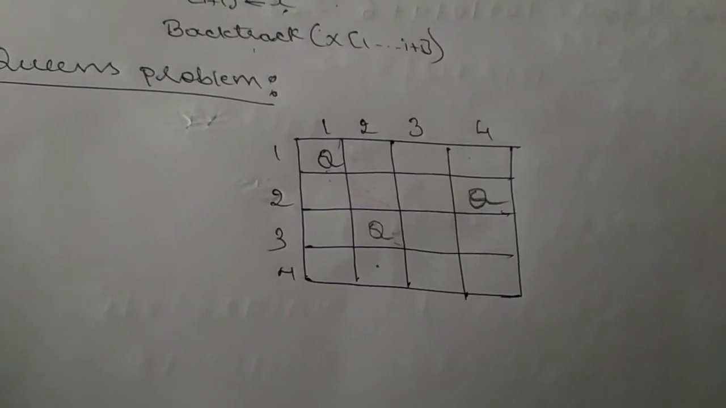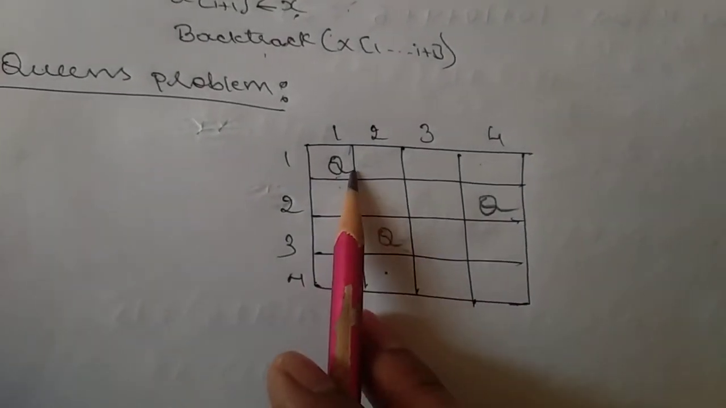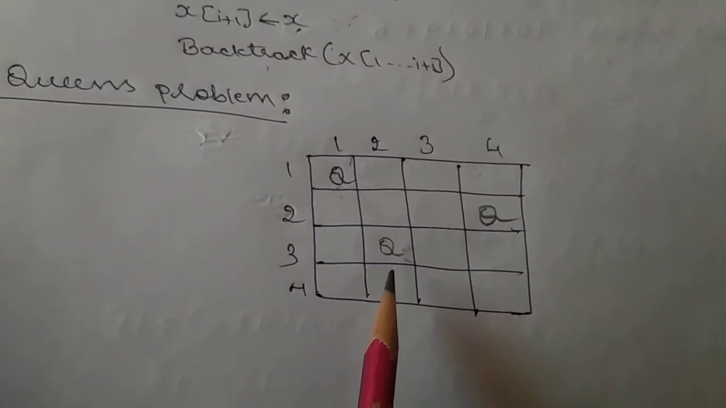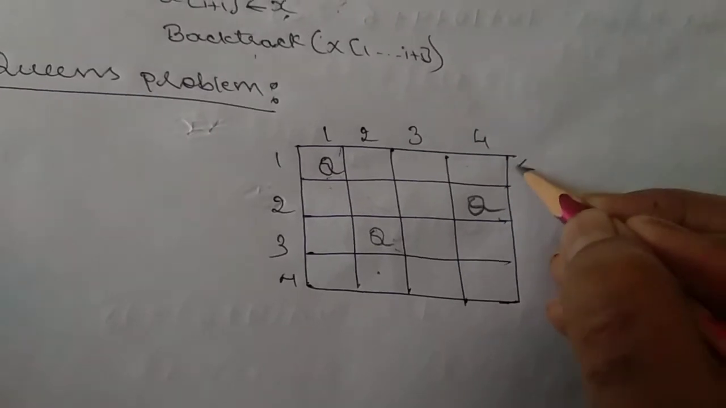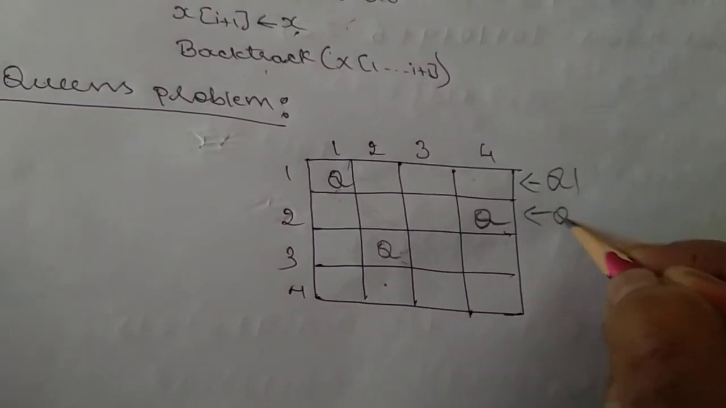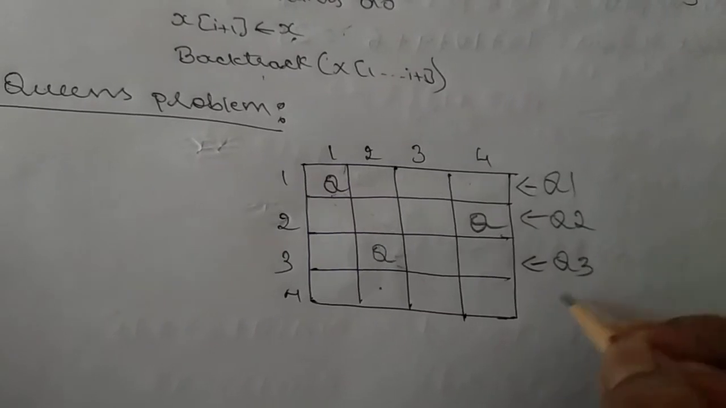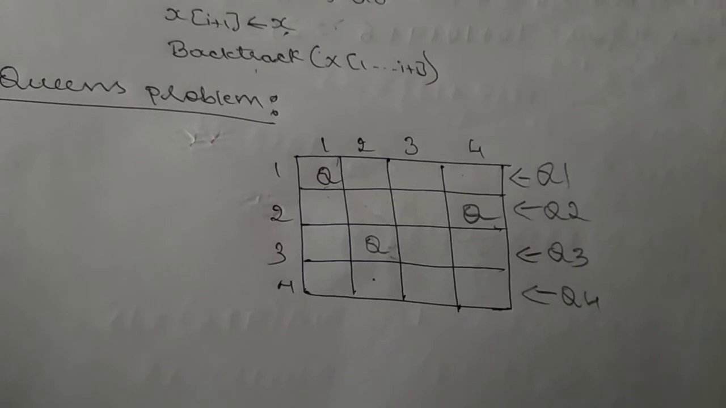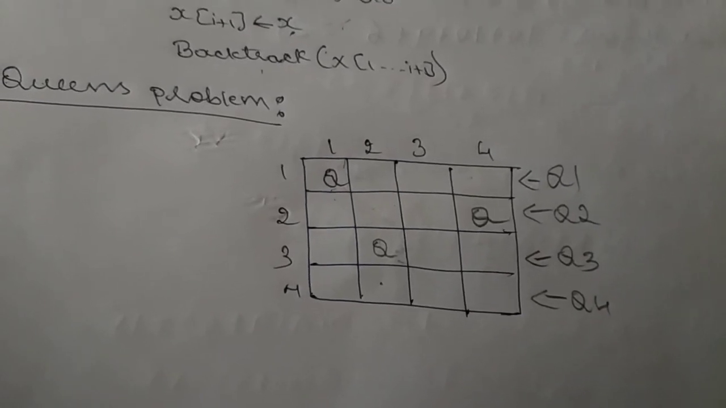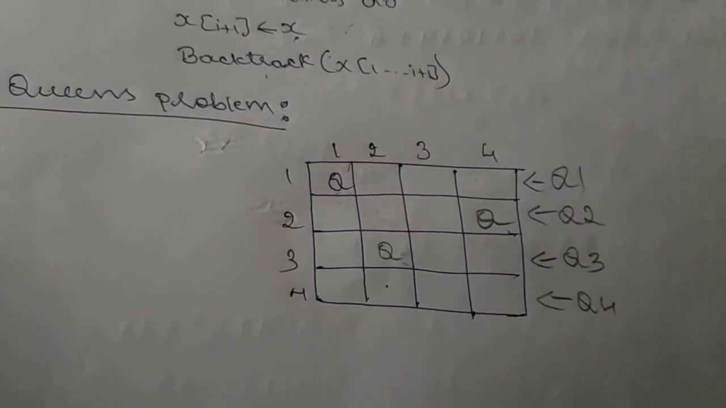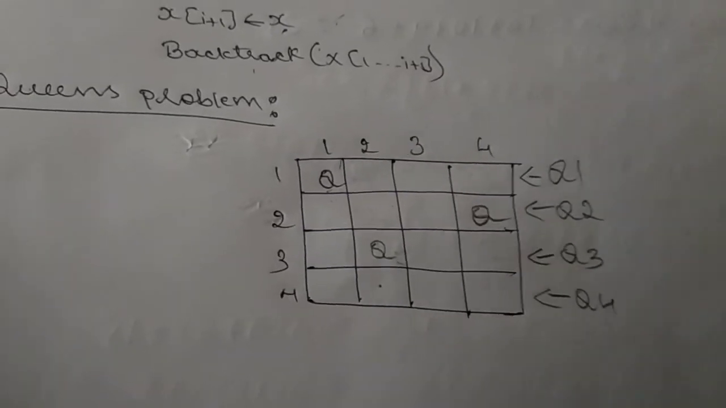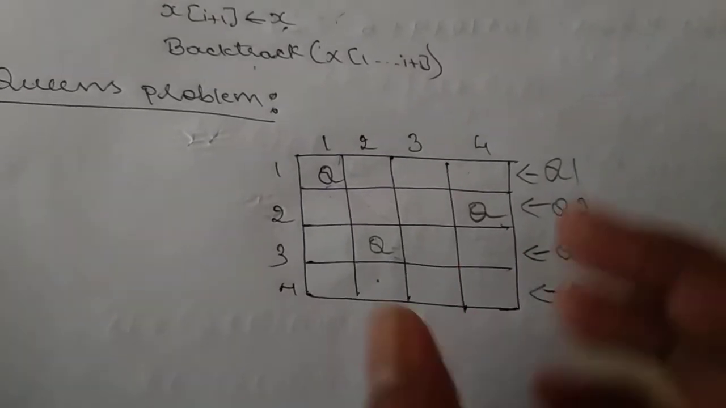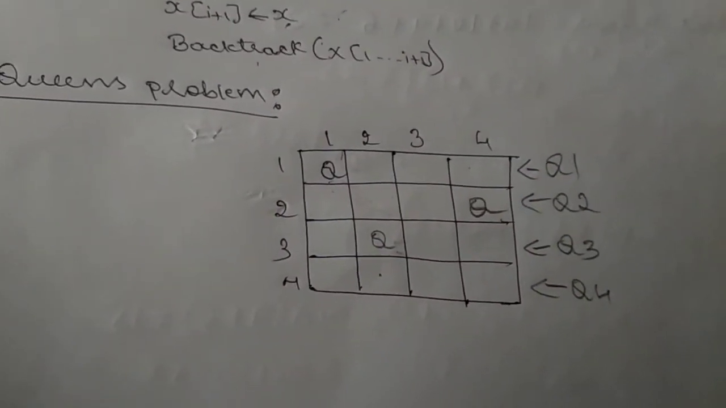But this is not the solution, because I have to place the queens in all the boxes of the chessboard. That means in one column you have to place one queen, that is queen 1, queen 2, queen 3 and queen 4. But here I cannot place anywhere. So by using the backtracking technique, we can get the solution for this. You can find out where you have to place the Qs so that all the 4 queens can be placed inside the chessboard.